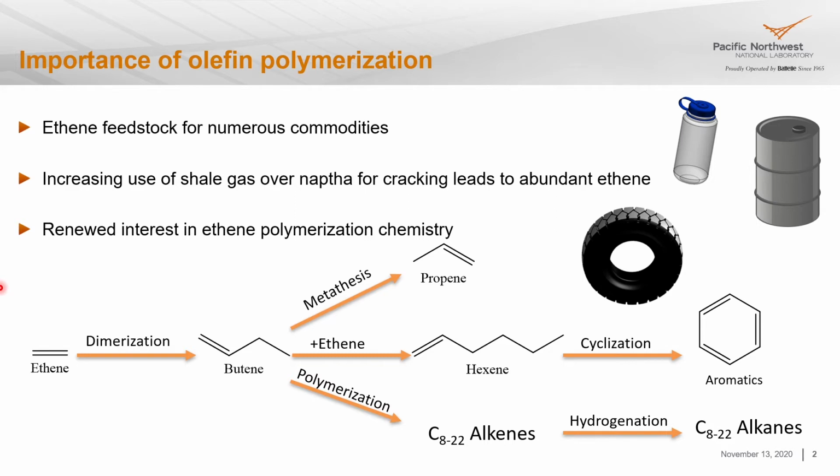The schematic at the bottom outlines a skeleton of how ethene can be used to produce a number of chemical species. For example, ethene can be dimerized to form butenes, which can be further polymerized to form longer chain alkenes and alkanes through hydrogenation. Butene and ethene can react with each other to form hexenes, and the subsequent cyclization of the hexene can form aromatics. You can also form propene through metathesis.